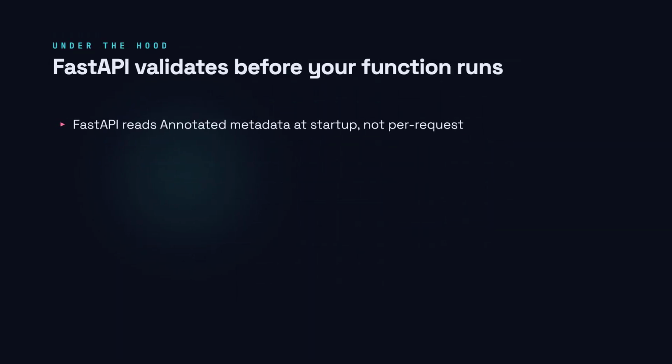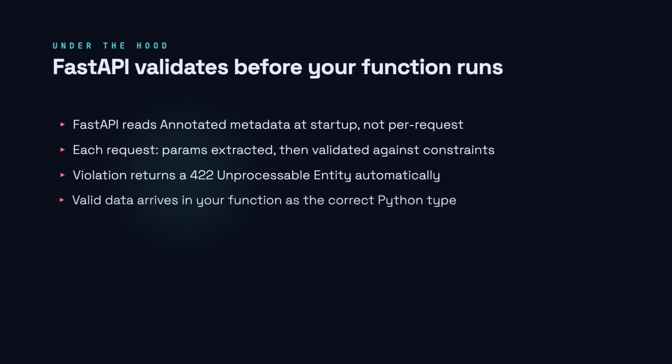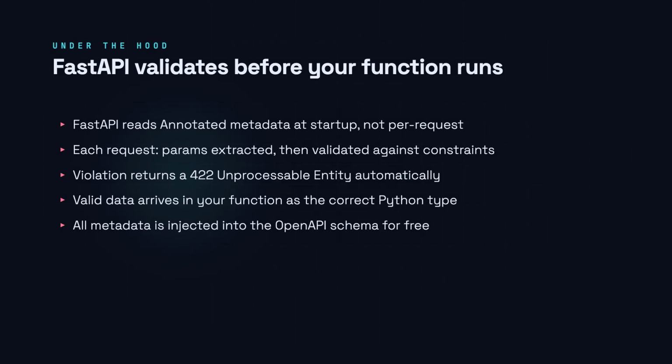When FastAPI starts up, it inspects every function signature once and builds an internal schema from the annotated metadata. When a real request arrives, FastAPI extracts the raw string values from the URL, coerces them to the declared Python type, and runs the constraint checks, all before calling your function. If anything fails, FastAPI sends back a structured 422 response with details about exactly which field was wrong. If everything passes, your function receives clean, already typed data. As a bonus, that same schema is used to render the interactive docs with no extra work from you.